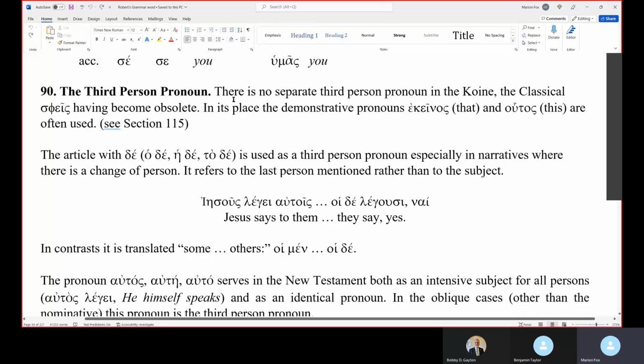Now, Greek doesn't have a separate third person pronoun in the Koine. The old classical Greek did, and this was its word, but we don't have that anymore. If you are going to read some classical Greek, you'll see that word.